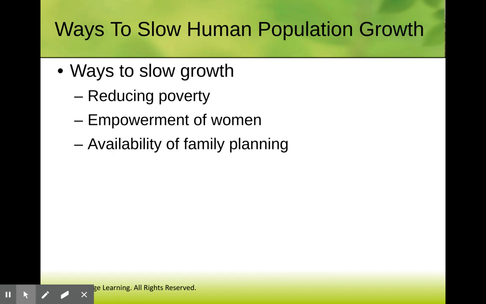Ways to slow growth: reducing poverty. So again, there's less need for kids to provide for the family. So you reduce poverty. You provide better education, better housing, better opportunities, and as people focus on their careers more, they may choose that over starting a family, right?